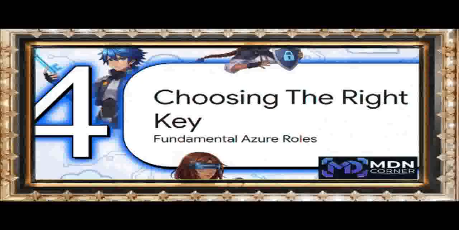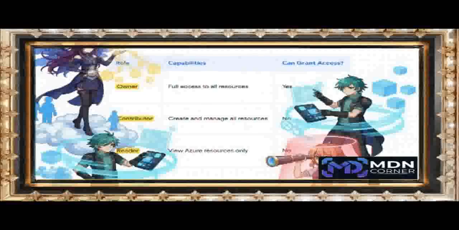Okay, now this next step, this is arguably the single most important security decision you're going to make in this whole process. You're about to decide exactly what kind of key you're giving to someone. Now, Azure has tons of different roles, but let's just focus on the three fundamental ones, the big ones you'll use all the time. Let's just break these down really quick. First, you've got owner. That's pretty much God mode. Full control, they can do anything, and they can give access to other people. Then you have reader, which is exactly what it sounds like. They can look, but they can't touch.